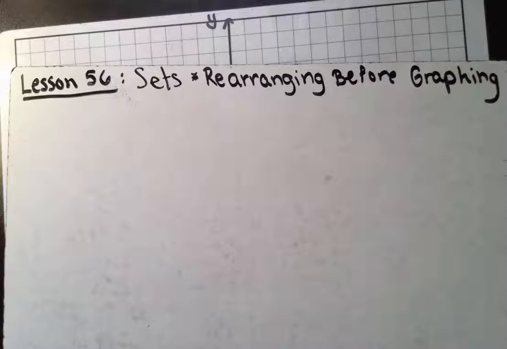So this is lesson 56, and we're going to talk about sets and also rearranging before graphing. So let's start with sets. There's two types of sets. The first type would be a finite set.